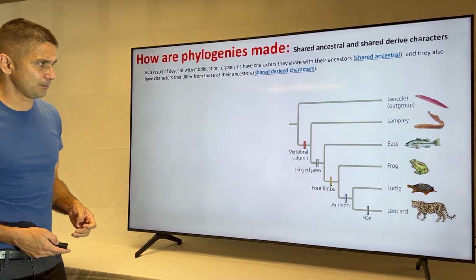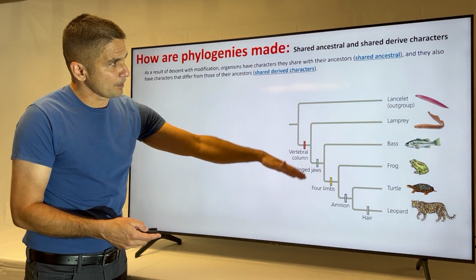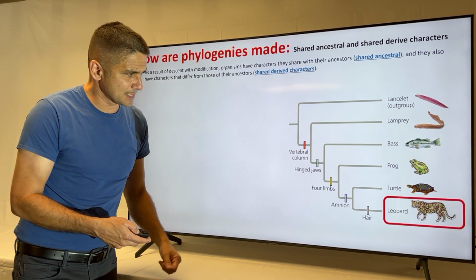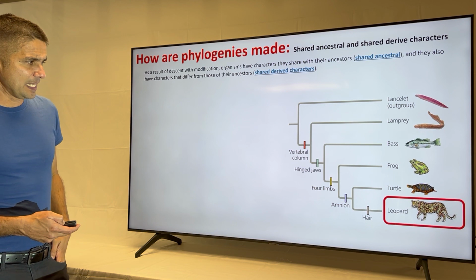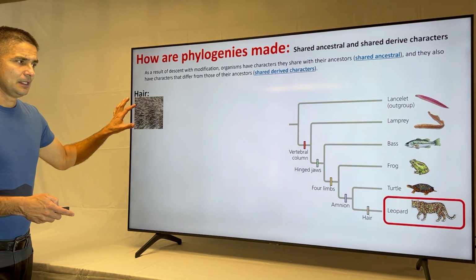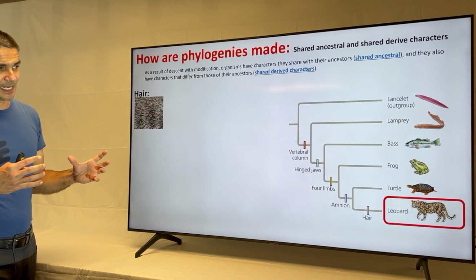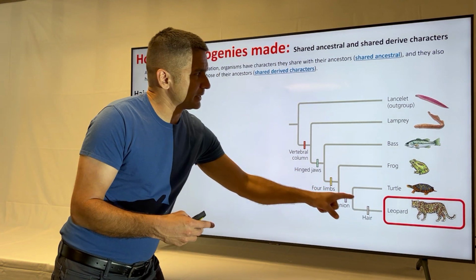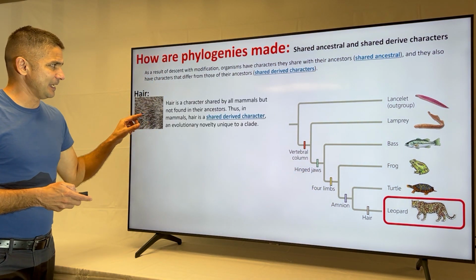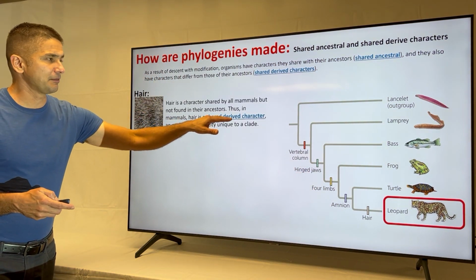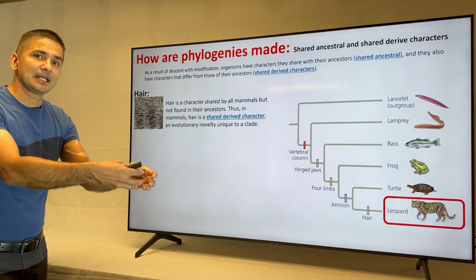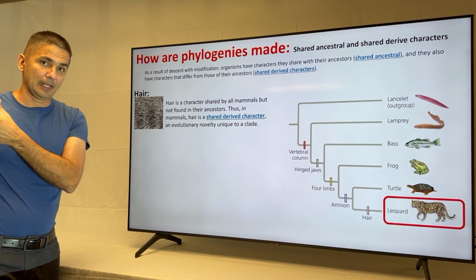Okay, let me just give you an example. This is, for instance, the phylogeny of most vertebrates. And let's now look at the mammals right there. When you look at the mammals, it turns out that one attribute that they have is hair. All of the mammals have hair, but no other vertebrate has hair. So in this specific case of the mammals, hair becomes a shared derived character. Again, it's a character that is unique to that clade that is not shared with ancestral species.